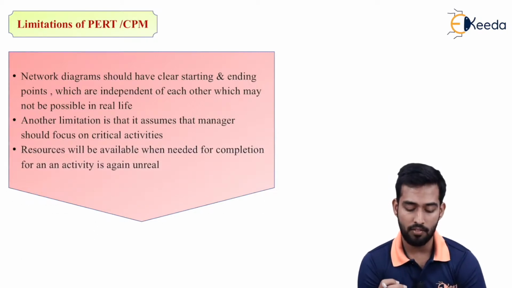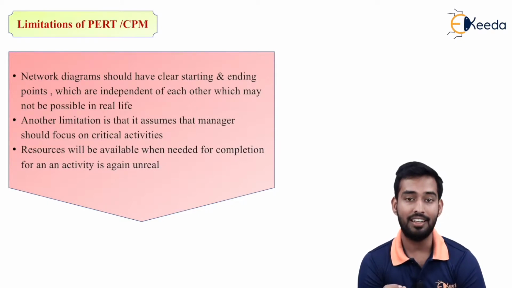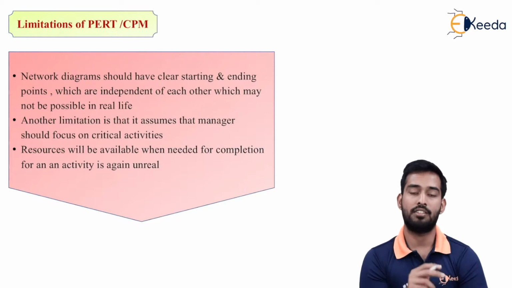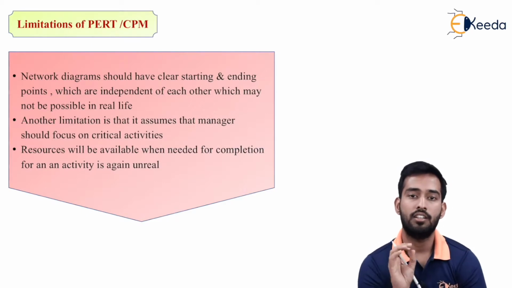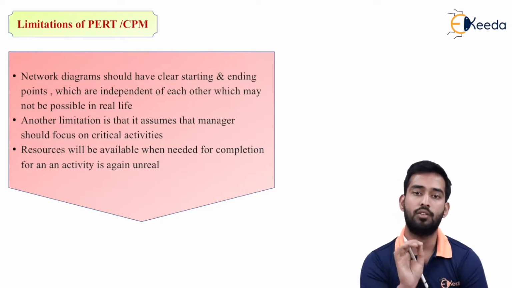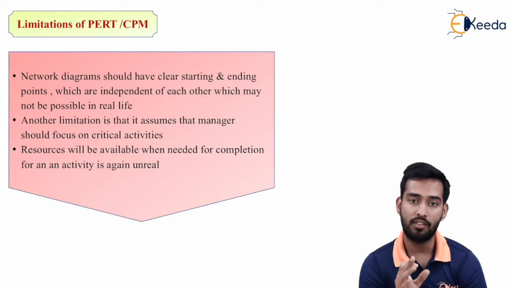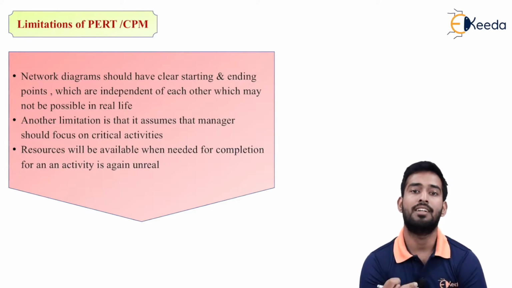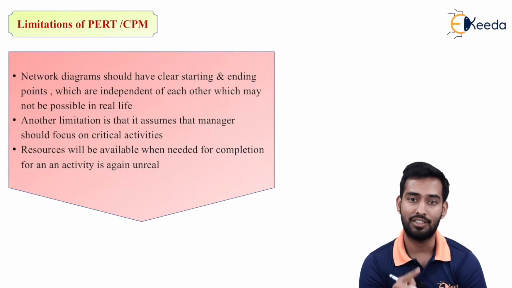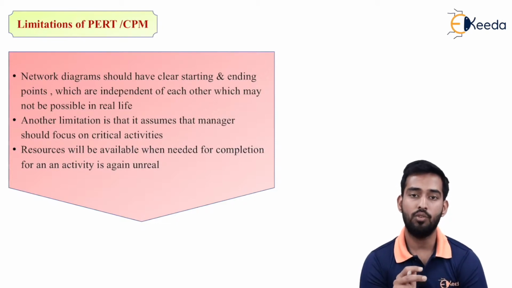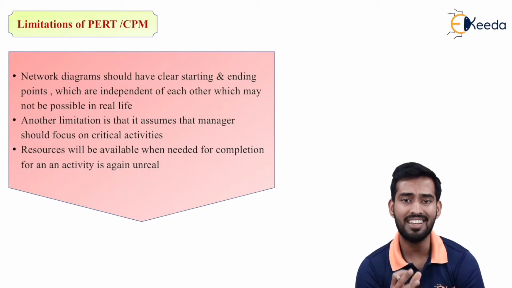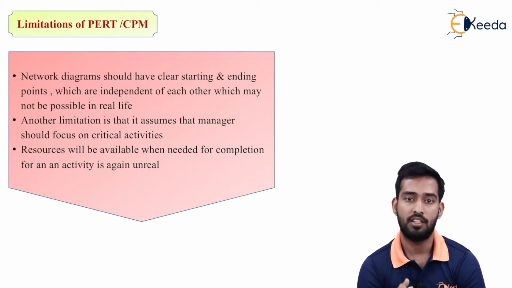The assumption that resources will be available when needed for completion of an activity is again unreal. For example, suppose I allotted 5 resources to a particular activity, but I am assuming that these resources will be available for the completion of that activity. If resources are not available, then what will happen? This is not taken into consideration in CPM. So we have to look into it also. So it is assumption based, and assumptions may prove wrong also.